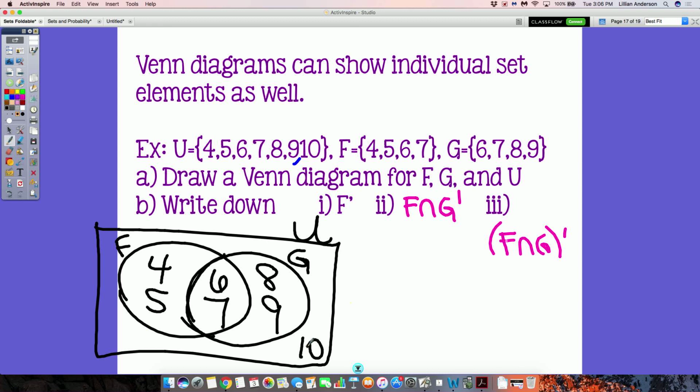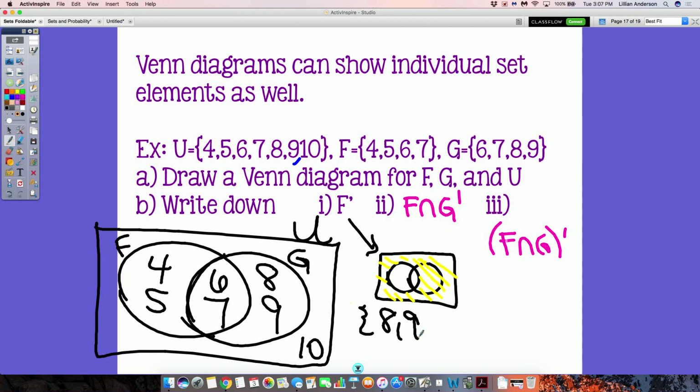Now you have to write down everything that's not in F. Everything that's not in F is basically what's not in that circle. What numbers are not in that F circle? 8, 9. So that's your answer for the first one. Did you guys get that? Yes.